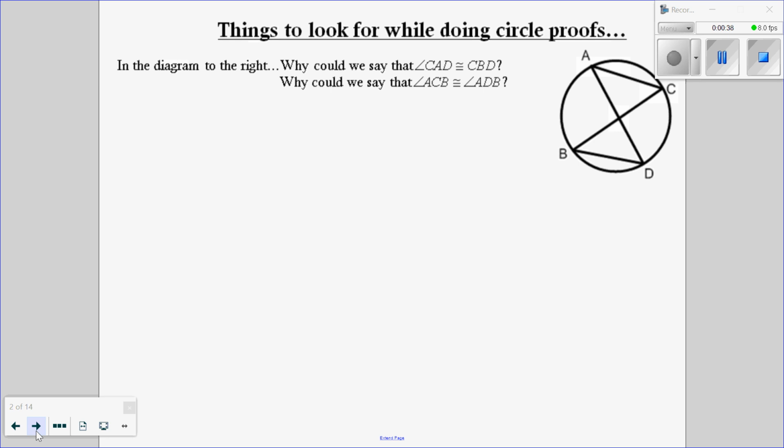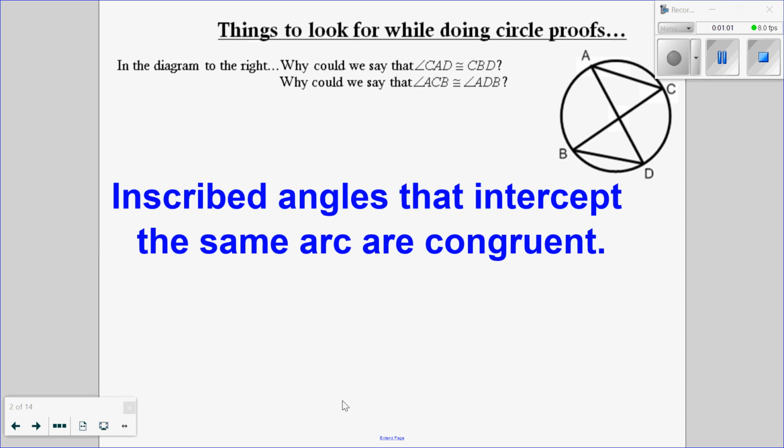Okay, things to look for while we're doing circle proofs. In the diagram at the right, why could we say that angle CAD is congruent to angle CBD? Or why could we say that angle ACB is congruent to angle ADB? Well, the reason why: inscribed angles that intercept the same arc are congruent.